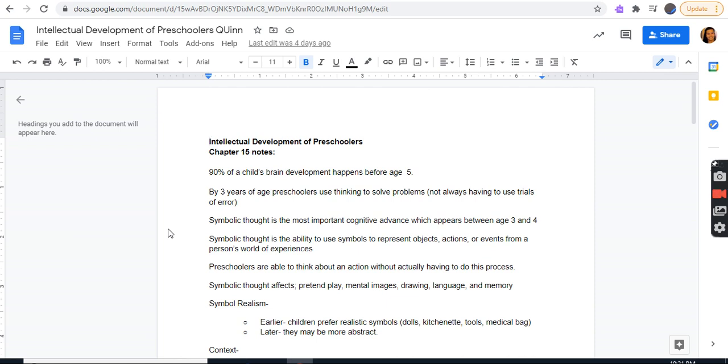Preschoolers are able to think about an action without actually having to do it. Symbolic thought affects pretend play, mental images, drawing, language, and memory. Symbol realism: earlier, children prefer realistic symbols, such as dolls, kitchenette, tools, and a medical bag.